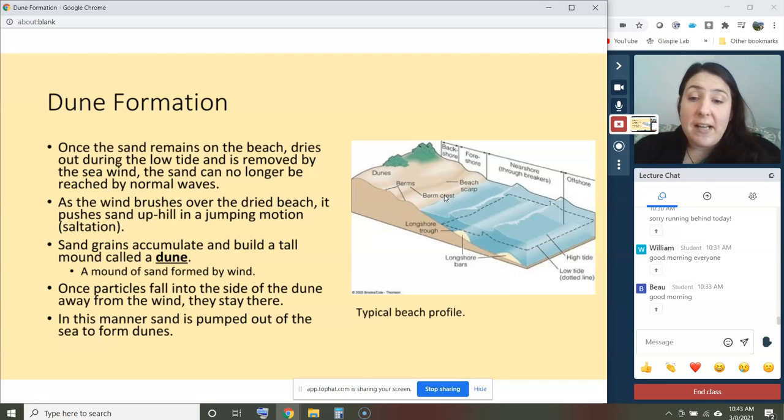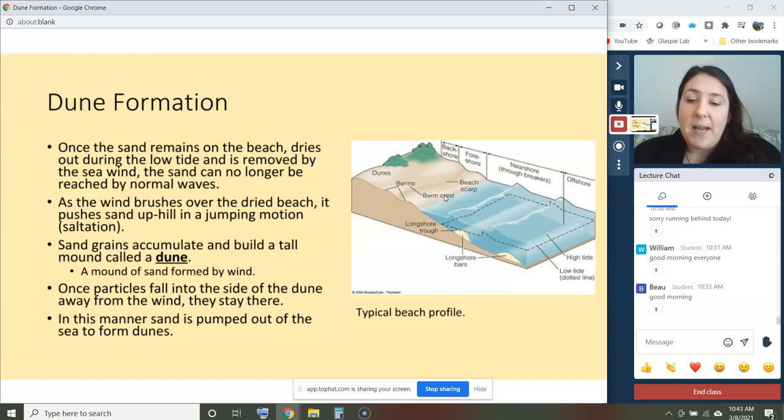So as sand grains are able to jump up the shoreline, they actually accumulate and they build a tall mound called a dune, which is simply defined as a mound of sand that's formed by winds, by the activity of the winds causing sand to move up the beach. And then if the particles move so far that they're on the side of the dune that's sheltered from the wind, they just stay there. So they can accumulate there. They're not moving around a whole lot. The wind's not acting upon them.